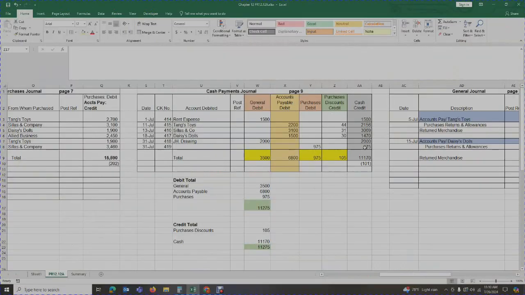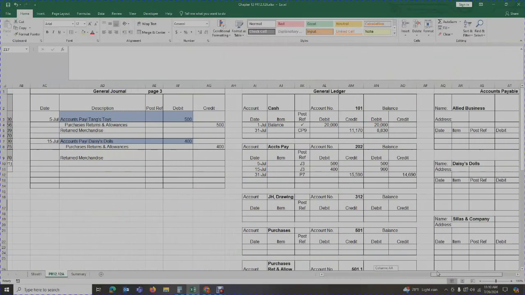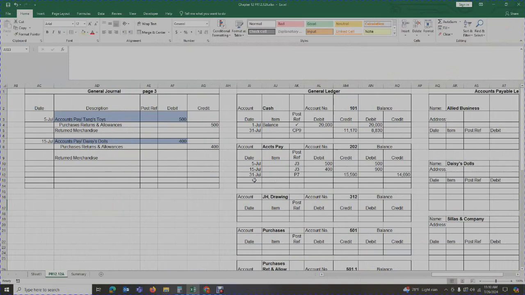So we're going to go back to my journal. I'm sorry, for my ledger. This is happening at the end of the month. This is on cash payment journal number 9. And we have a debit of $6,800. Okay.